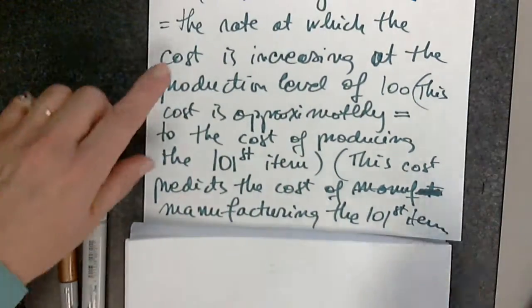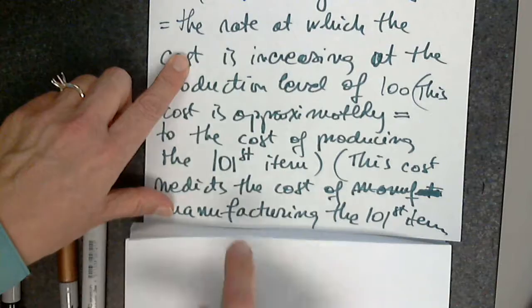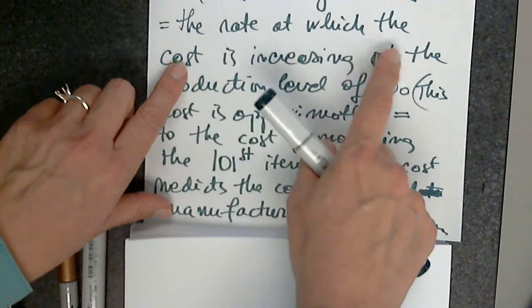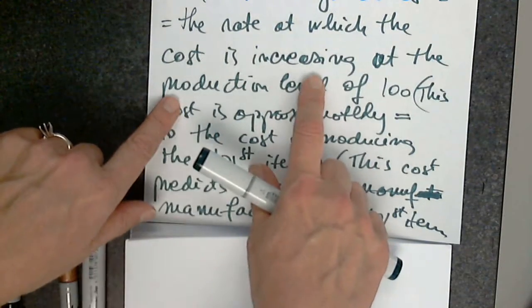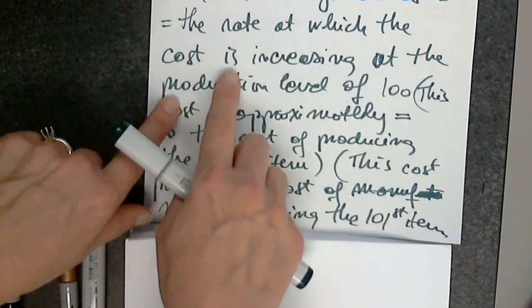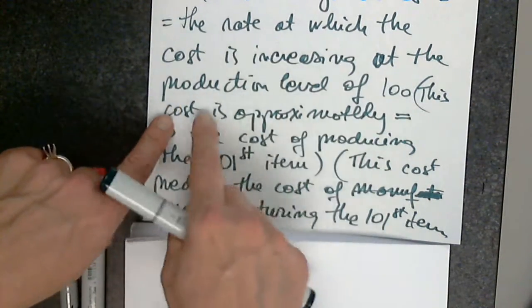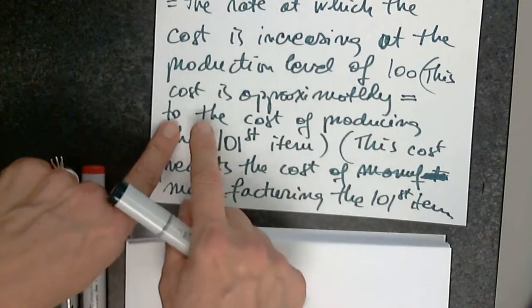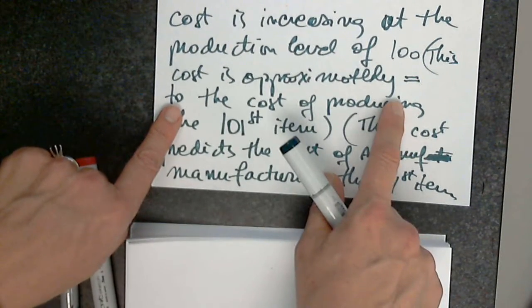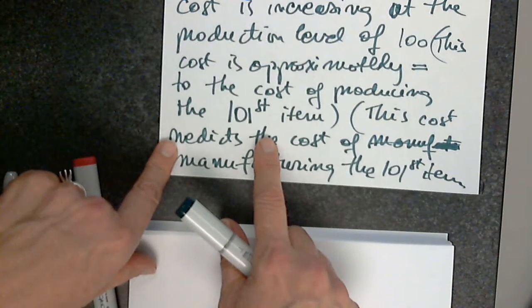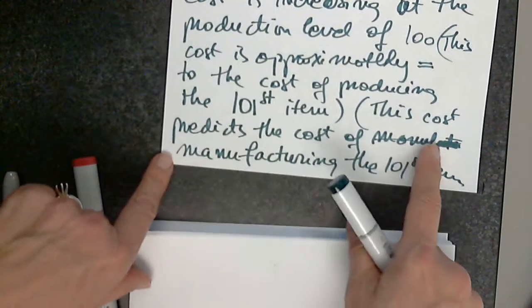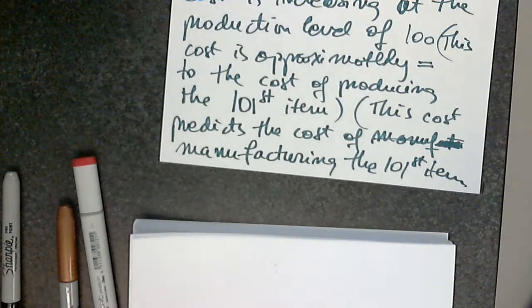So let me read this back to you. This is the marginal cost. C prime of 100 is the rate at which, since it's positive, I have to say the cost is increasing. If it were negative, I would have said the cost is decreasing at the production level of 100. This cost is approximately equal to the cost of producing the next item, which is 101st in this case. This cost predicts the cost of manufacturing the 101st item.